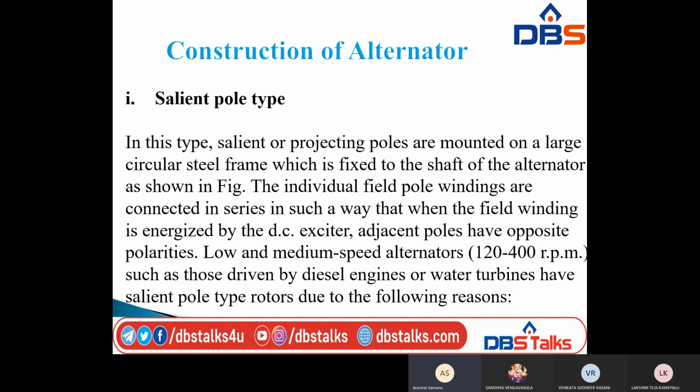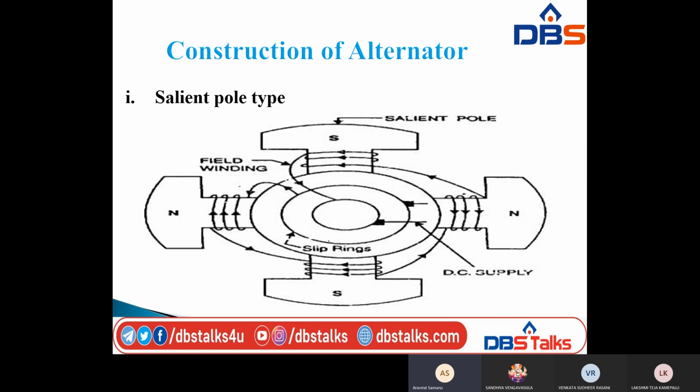Here the individual field pole windings are connected in series. If you see this diagram, the field windings are connected in series. These are the connections. This is the field winding, connected to the DC supply, and this is also connected to the DC supply. From every pole it is connected in series to the DC supply. This is the connection diagram.